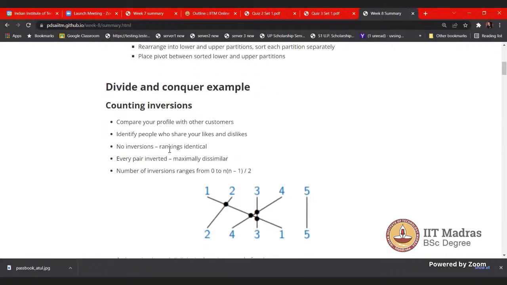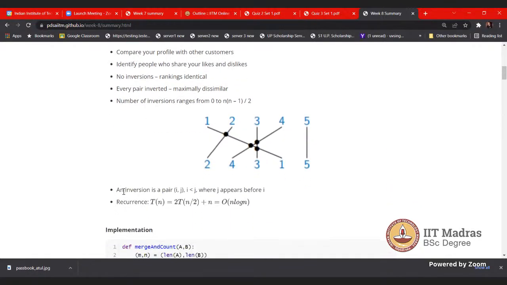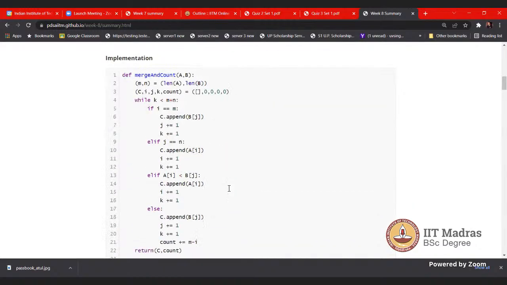Some types of new problems were discussed in the lecture, counting inversions. This is the definition of counting inversions. An inversion is a pair i, j where the value of i is less than j, but j appears before i. For example, if we have any order and any pair of i and j, if the value of i is less than j, then i should come before j, but this is not happening in our list, where j appears before i. In this case, we can say that there is one inversion.